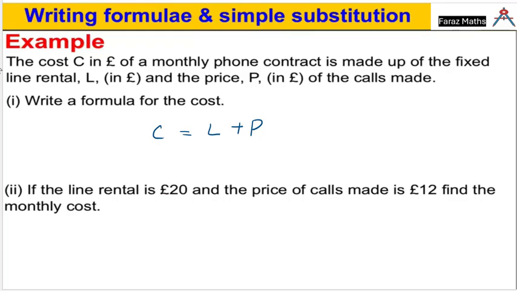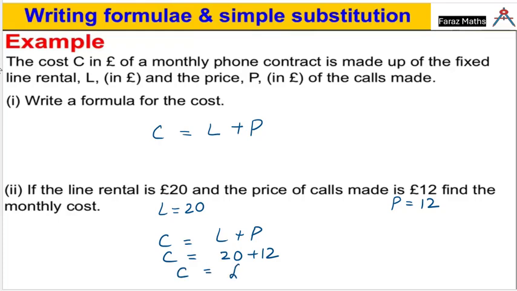The next part is: if the line rental is 20 pounds, that means L is 20, and the price of calls made is 12 pounds, so P is 12. If we substitute in the formula L plus P, the cost becomes 20 plus 12, which is 32 pounds.